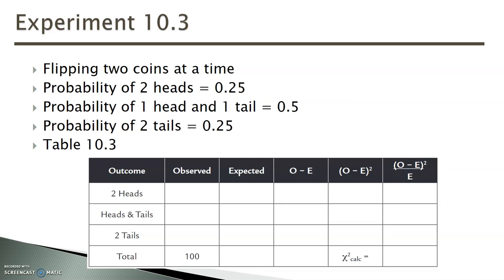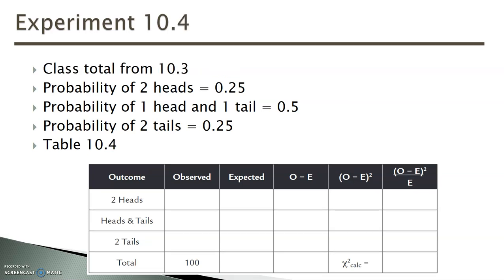Now in experiment 10.3, you are going to take 2 coins and flip them at the same time. Here your probability will change because you are doing 2 things at the same time. So if you want to flip a heads and a heads, that is 0.5 times 0.5, which is 0.25. So your probability of 2 heads is 25%, then heads and tails is 50%, and 2 tails is 25%. This expected value is based on 100 because you're going to do this 100 times.